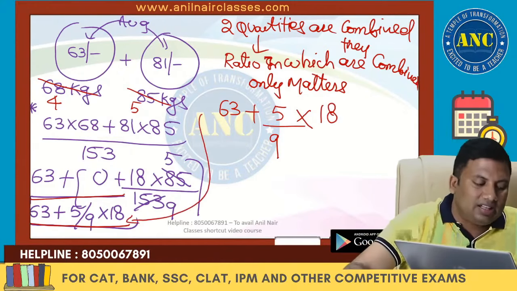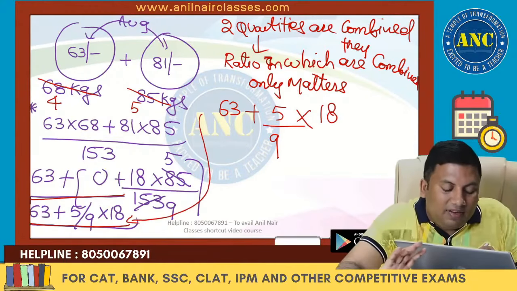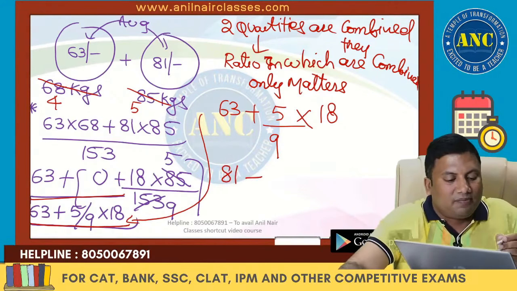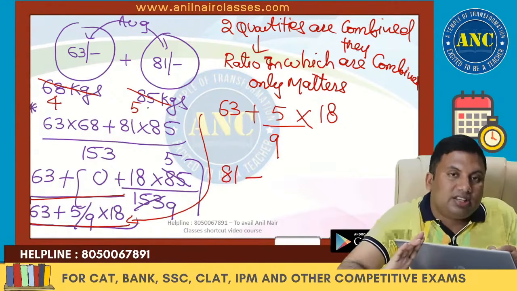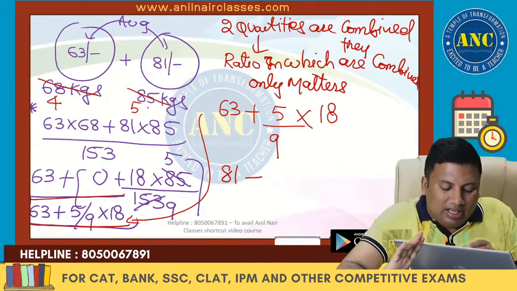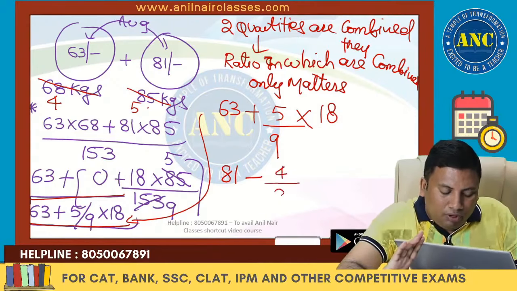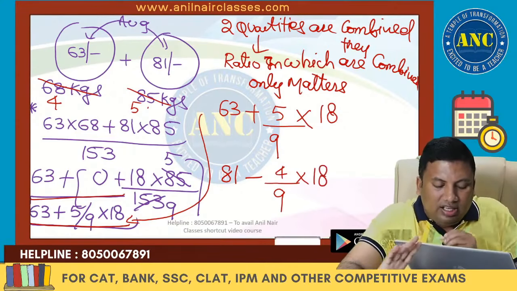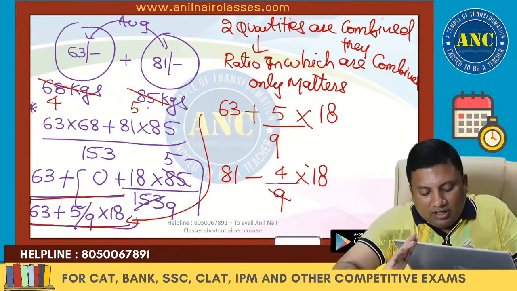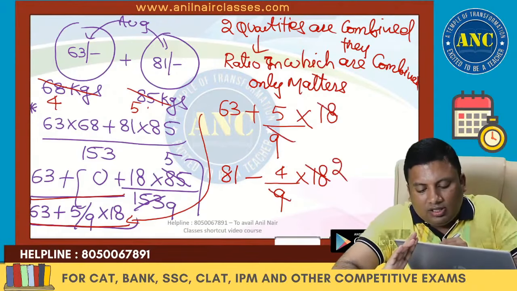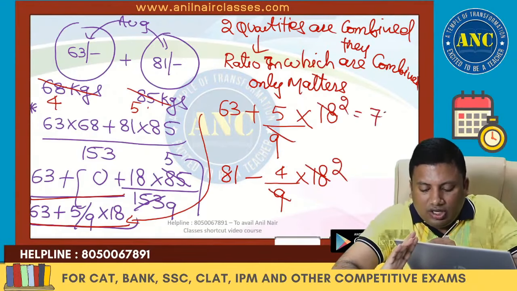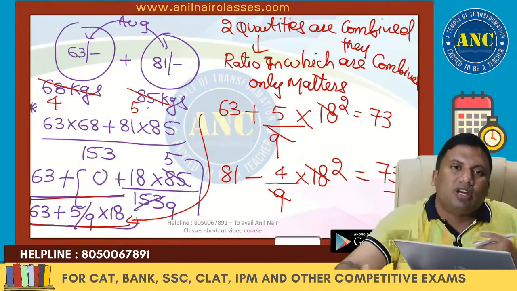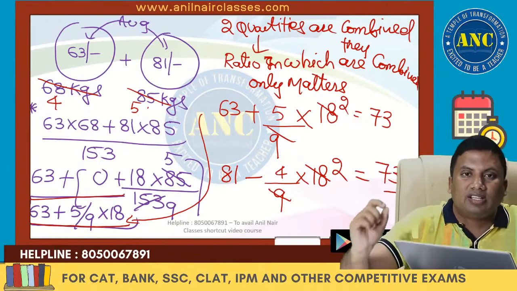Sir, can I take the highest value? Average is less than the highest value. So 81 minus. If you are taking 63, take this ratio. If you are taking 81, 4 by 4 plus 5, 9. 81 and 63, what is the deviation? 18. 9 ones are 9, 9 twos are 18. 63 plus 10, 73. 81 minus 8, 73. In both the cases, you will get the answer.